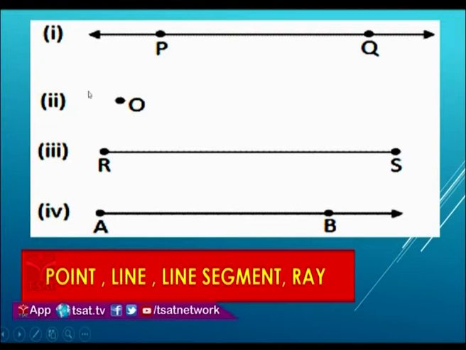If you see the second one, here I kept a small point. I represented it with the letter O. So this is the point. A point determines a specific location. A point determines a particular place. A point doesn't have any length, breadth, height or width. It means a point doesn't have any dimensions, and we always represent points by using English capital alphabets.